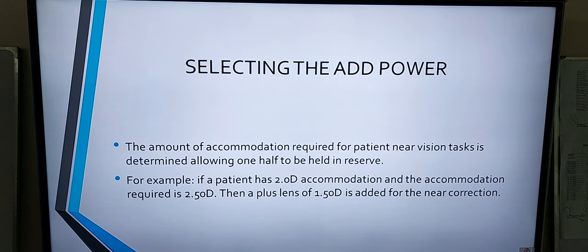Now selecting the add power: the amount of accommodation required for the patient's near vision task is determined, allowing one half to be held in reserve, as we have discussed previously. For example, if a patient has 2 diopters of accommodation and the accommodation required is 2.5 diopters, half of the 2 diopters will be kept in reserve. So the patient will be using 1 diopter of his own accommodation, and 1.5 diopters will be added to the patient's correction using spectacle lenses or contact lenses. It is important that we ensure half is kept in reserve.